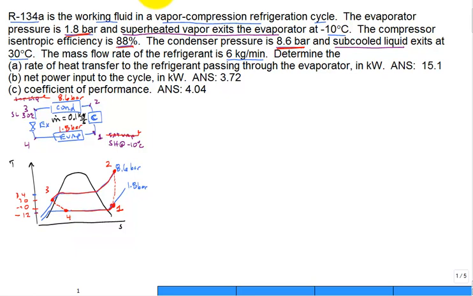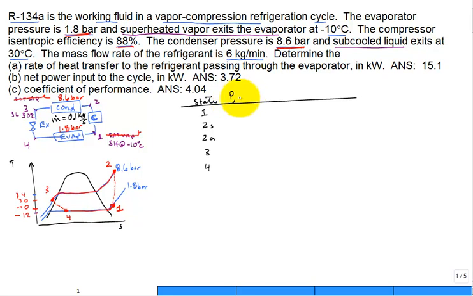Well, to help us, we make a table to collect all of our properties. So here's our state, and we're going to have state 1, and we're going to do this isentropic compression, then adjust it for the actual compression. So I'm going to put 2s and then 2 actual for state 2, and then state 3, and then state 4. And we're interested in the properties of pressure.